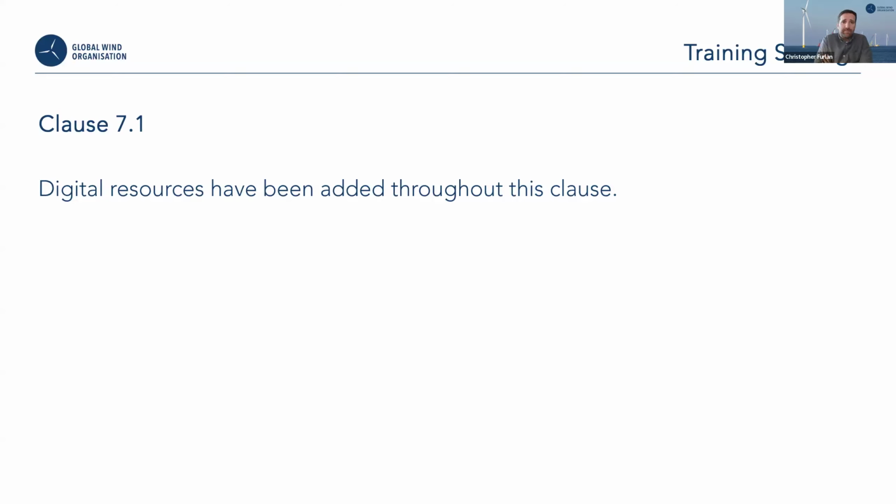Clause 7.1, we're getting into training settings. So 7.1 is the general requirements of training and resources. There's quite a lot within that clause, talking about equipment, talking about training center setups, etc. I'm not going to go through all of the clauses within that. Just note that we have added digital resources throughout that section to highlight what they need to be able to do.